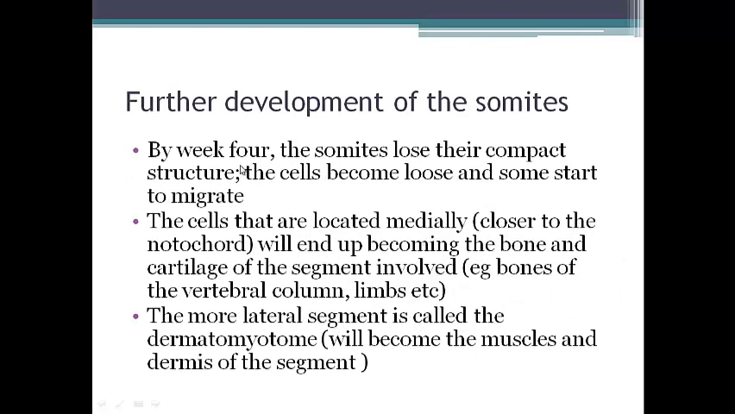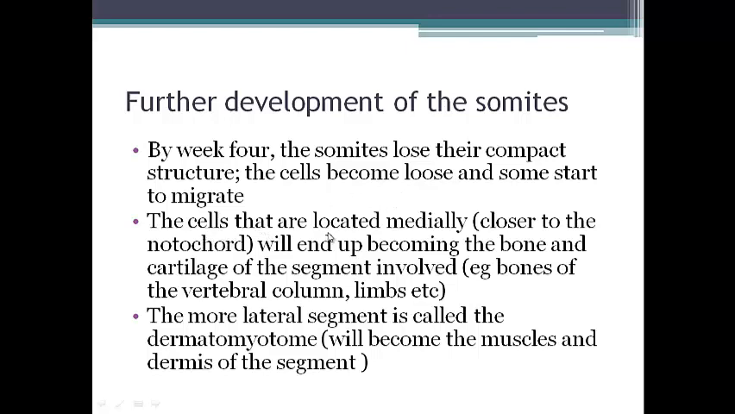Now, in week 4, the somites lose their compact structure. Initially they were subdivisions made of compact cells that are packed tightly together. What happens is these cells become loose, so they detach from each other and start migrating, so they basically change their original position. And this migration causes the somite to be divided into 2 populations of cells.